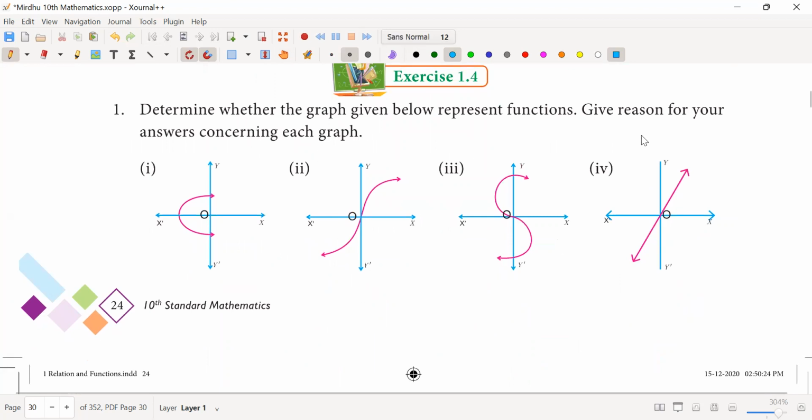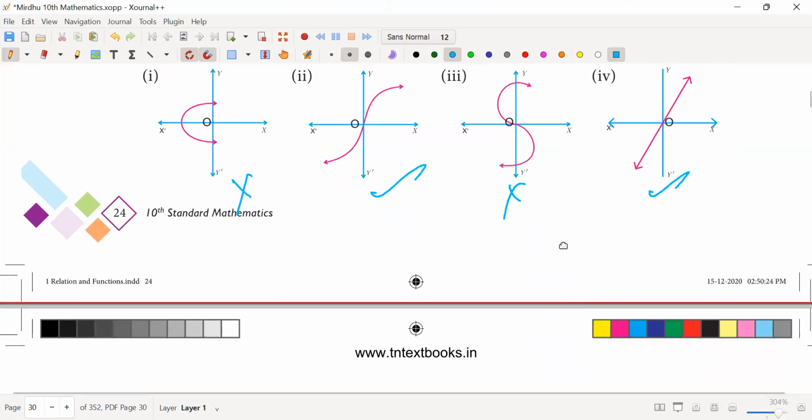Which one is a function? Which is not a function? Yeah, not a function. Function. Not a function. Function. Good. All right.